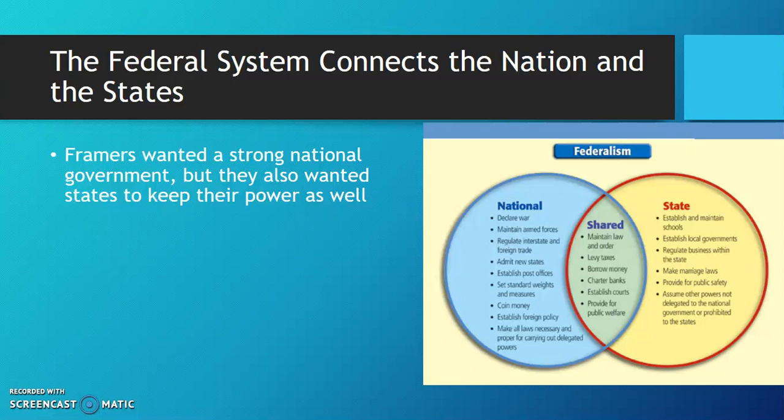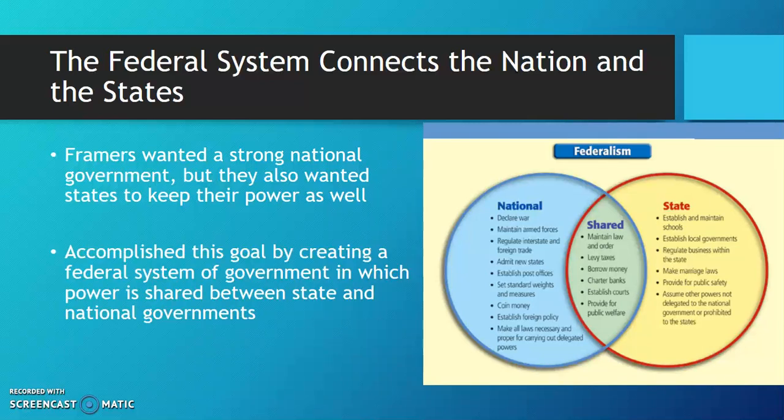They wanted to change from the Articles of Confederation, but at the same time, they wanted states to keep their power as well. So they accomplished this goal by creating what's called a federal system of government in which the power is shared between state and national governments. This shared government can be seen in the image to the right.